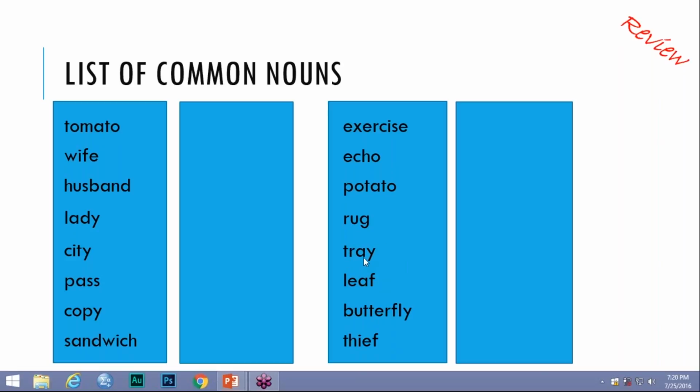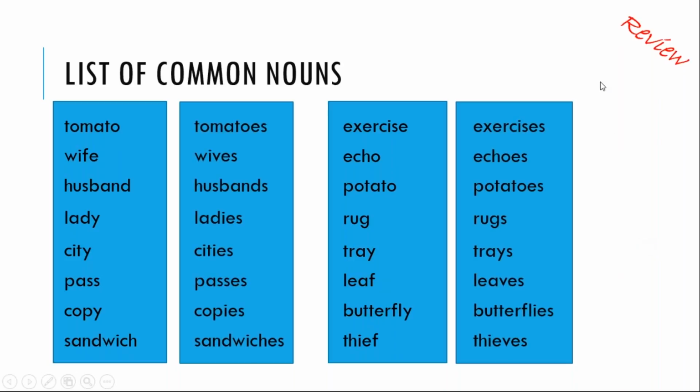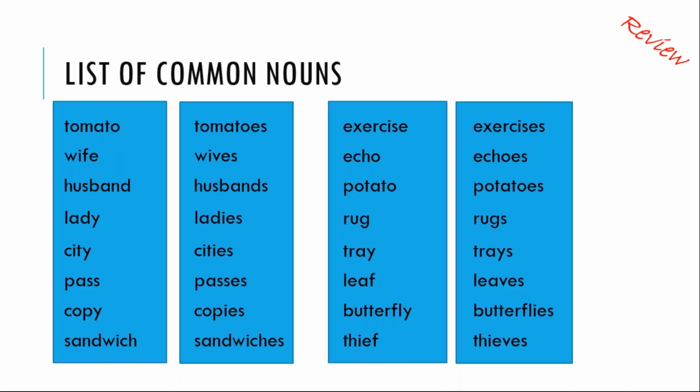All right, so here's the answers. This is all from last week, by the way. This is all part of the review. So, we've seen this already. That's why I'm going a little fast. All right, so let's finish this one up. We said, what did we say? We said tomatoes, wives, ladies, cities, passes, copies, sandwiches, echoes, tomatoes, leaves, butterflies, thieves.